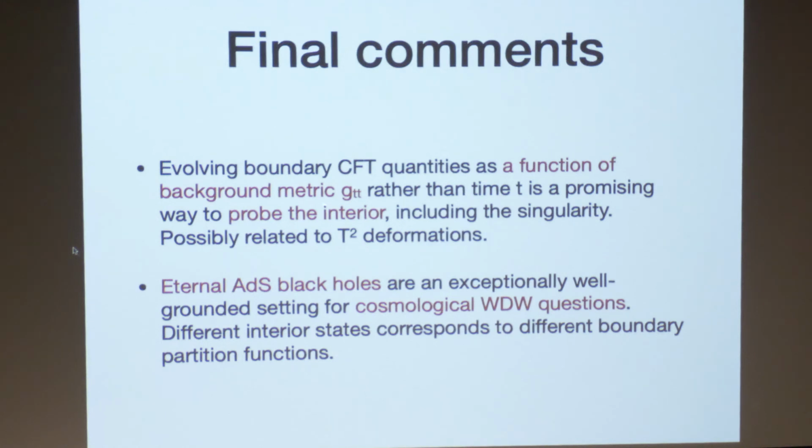Okay, so to end. The first point I made is that evolving boundary quantities as a function of the background metric, GTT, rather than time, might be a promising way to probe the interior, including the singularity. This discussion does have some flavor of the so-called TT bar or T squared deformations. It may be related. And then the second point is that the eternal AdS black holes are very well-grounded settings for anything involving quantum gravity, and in particular cosmological questions of the interior using these Wheeler-DeWitt states should be a good starting point for thinking about that. Okay, thanks a lot.